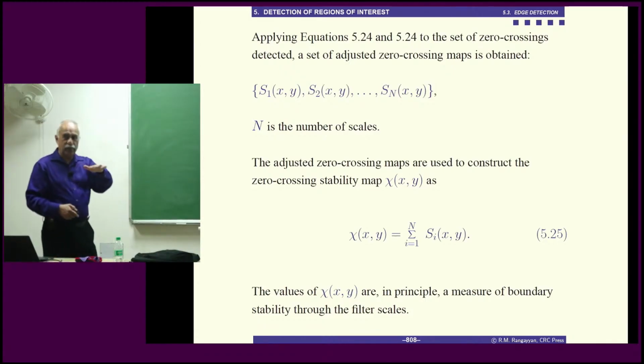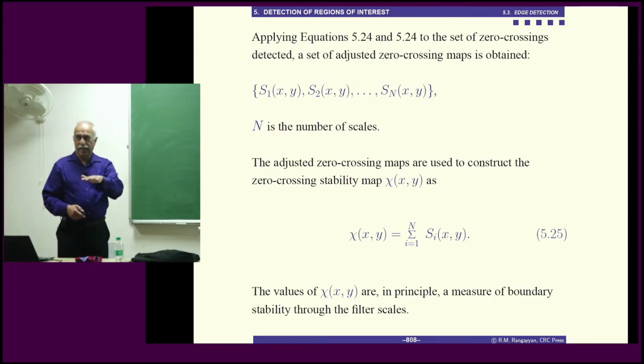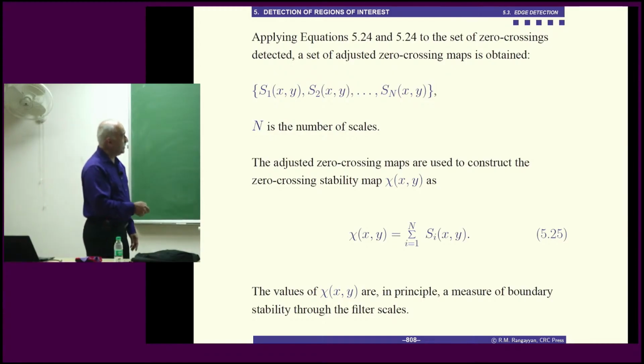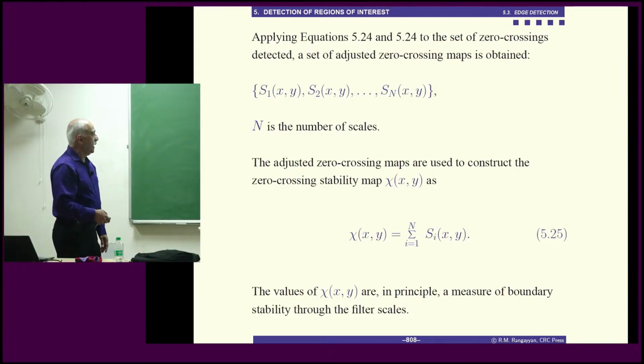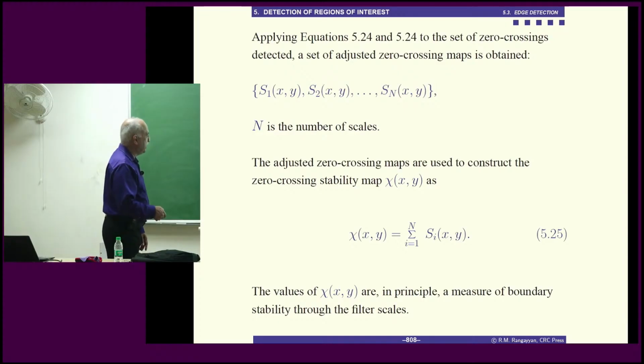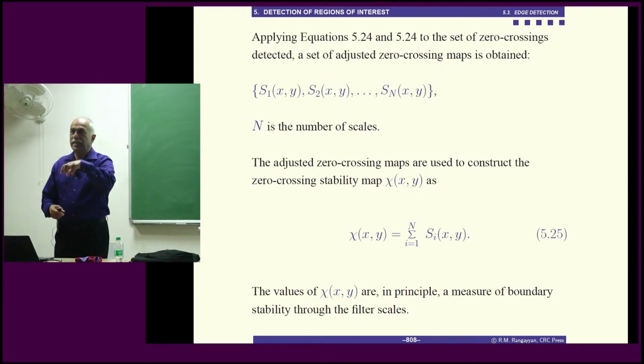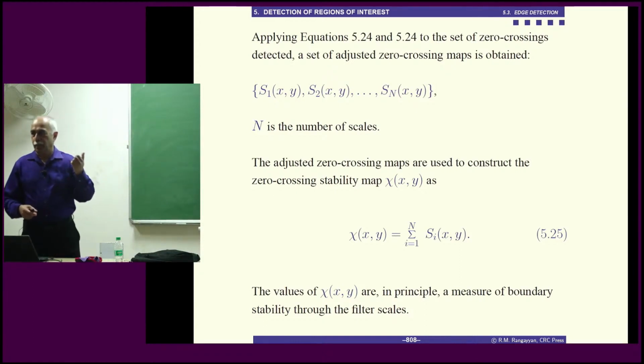So there's a neighborhood used at a certain plane for each of the scales, and then you combine over the n scales you have used. So that is a measure of boundary stability through the filter scales. S being a measure of strength, a number of points having zero crossing.